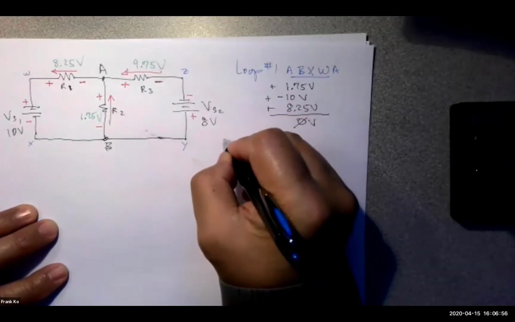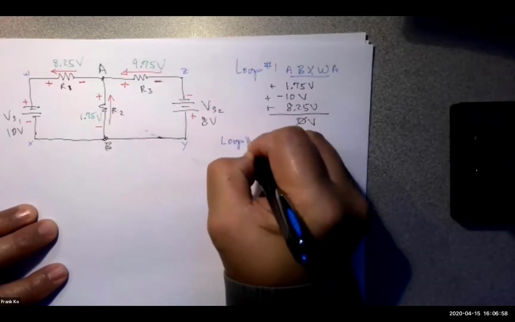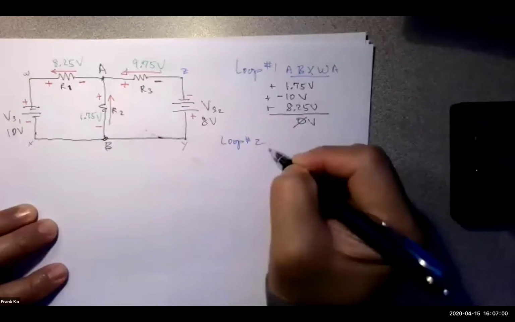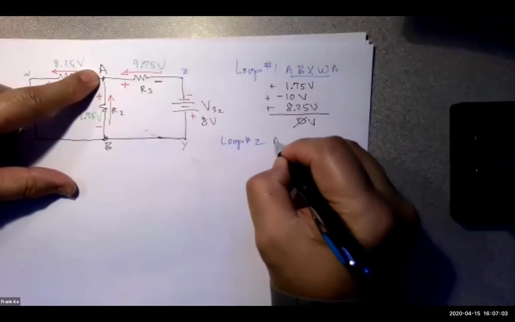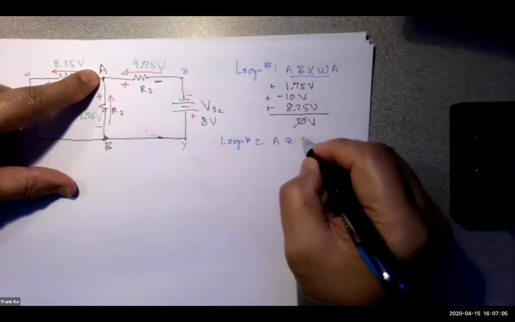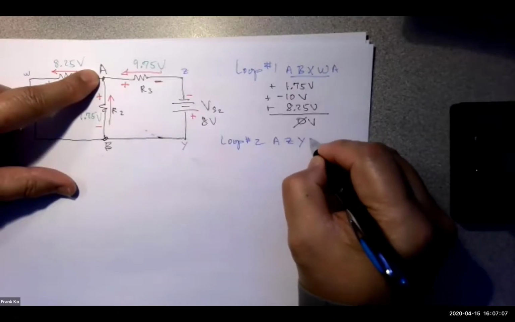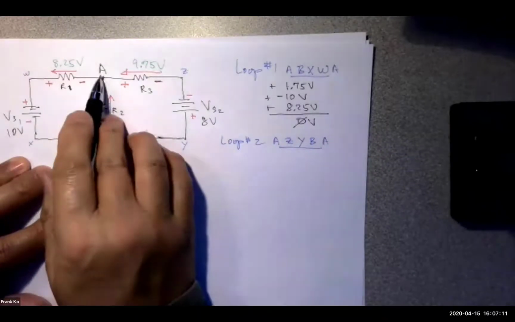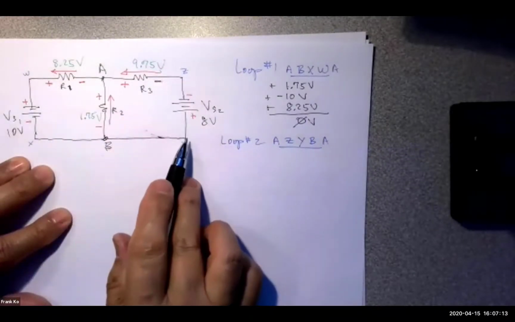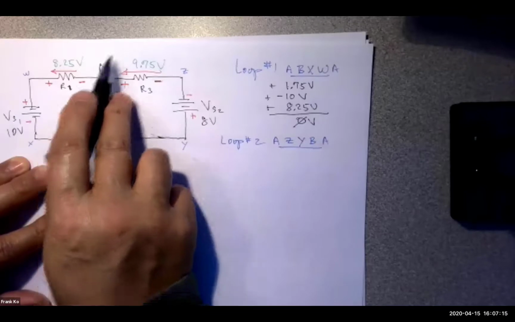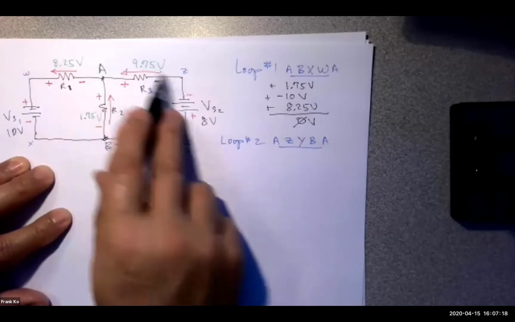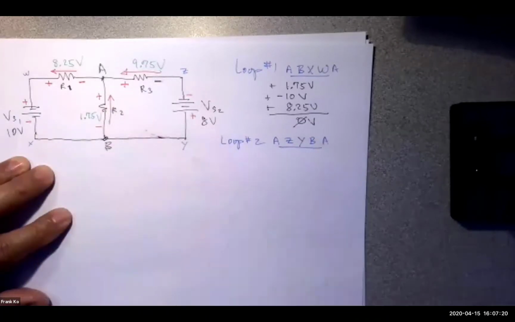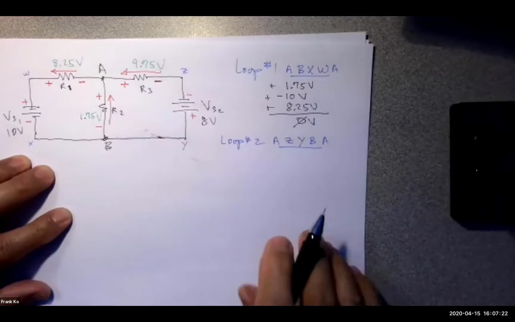Now let's go ahead and check loop number 2. And loop number 2, I'm going to start at point A. I'm going to go to point Z, and go to point Y, go to point B, and going back up to A. So I've defined that. So A to Z, Z to Y, Y to B, B back to A. Is that one complete loop? Have I stated all the points of that loop? I have. Mathematically, let's see what we have.